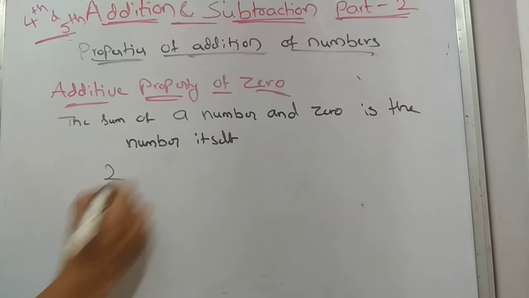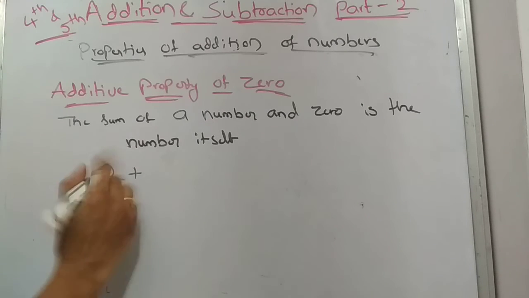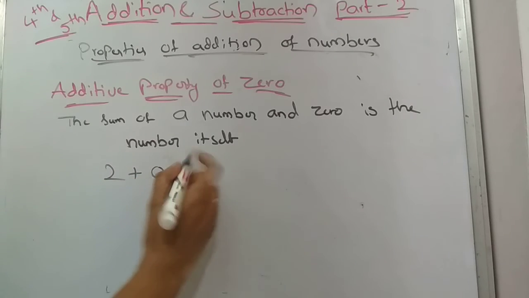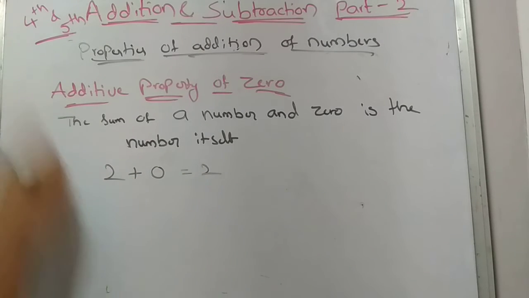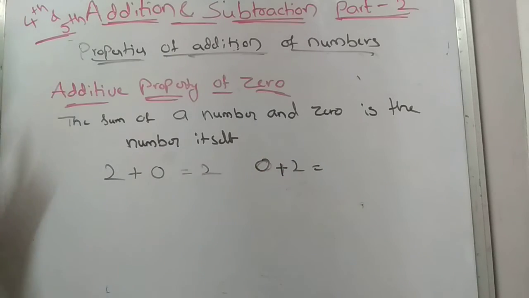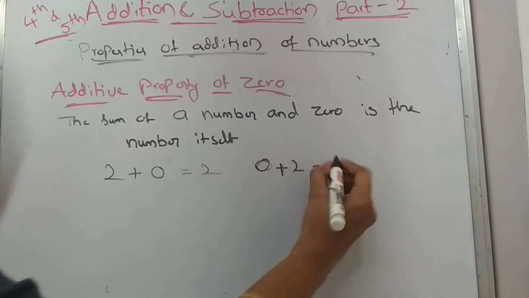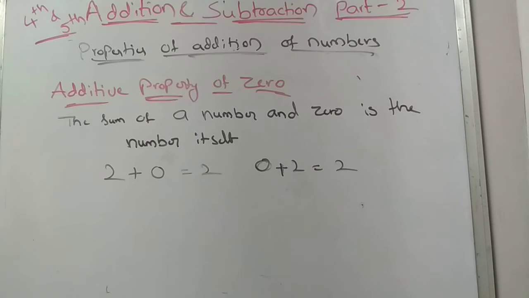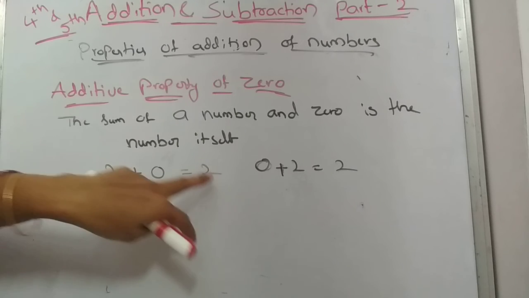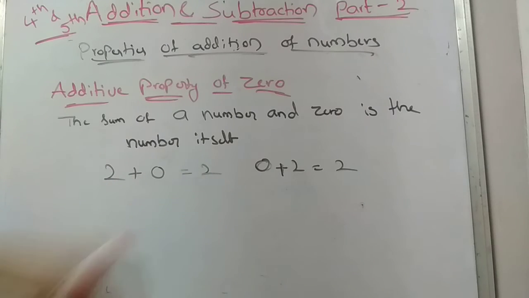Suppose I am taking 2 as one number, and the other number is 0. If I add 2 plus 0, what will we get? The answer is 2. Same with 0 plus 2. I am interchanging the places, and 0 plus 2 equals 2. This is the additive property of 0. If you add any number with 0, the same number will come.